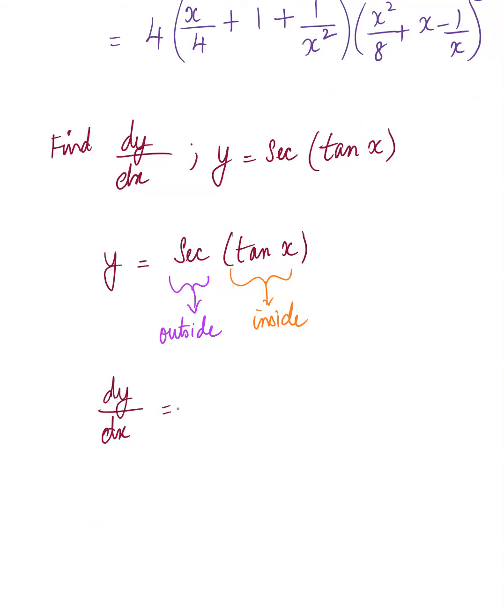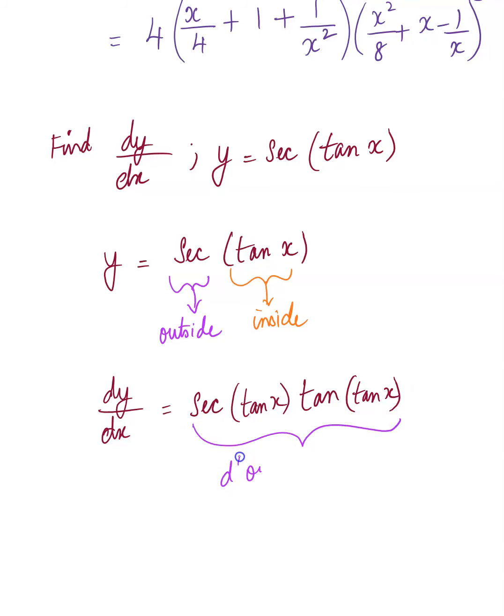The derivative of secant is secant x tan x, but here instead of x I have tan x itself. So secant x tan x, this is the formula for the derivative of secant, but we want to keep the inside as it is because we do not want to tamper with the inside. So it looks really complicated, but you're just blindly following the instructions.